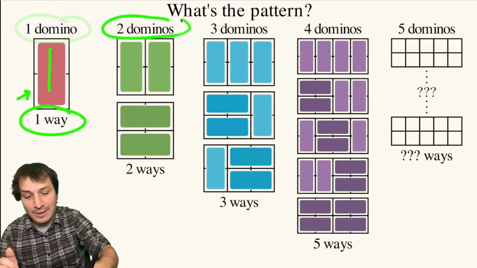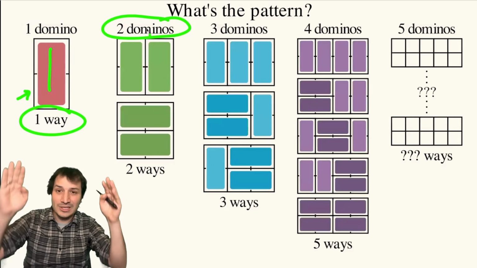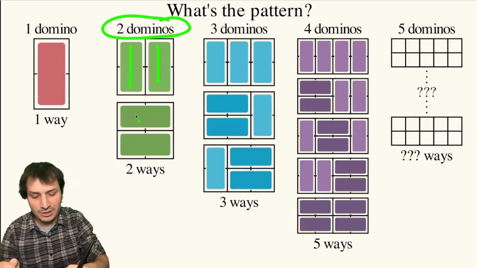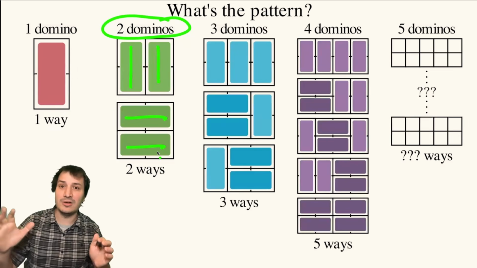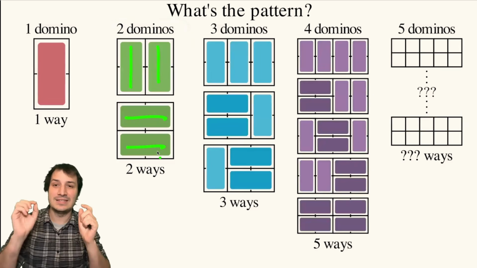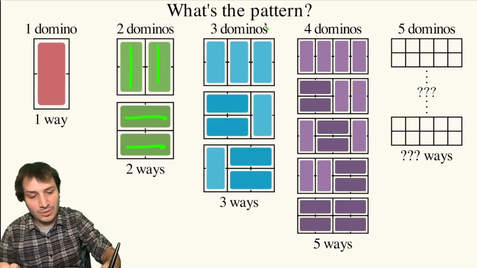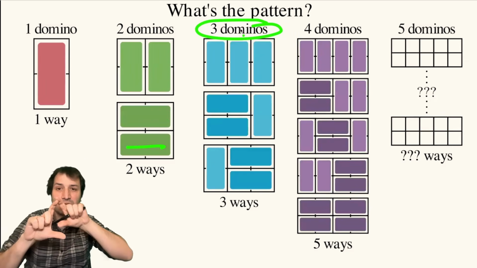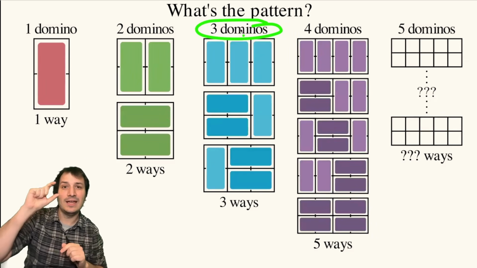If you have two dominoes, the region we're tiling is a 2x2 square, and there are two ways to do the tiling. You can do two vertical dominoes, or you could do two horizontal dominoes, and those are two perfectly good ways to tile this 2x2 region. With three dominoes, we are tiling a region of shape 3x2. So it's 3 wide, the number of dominoes we have, and 2 tall.